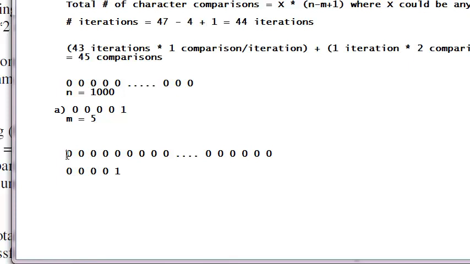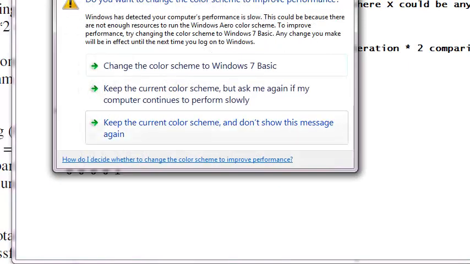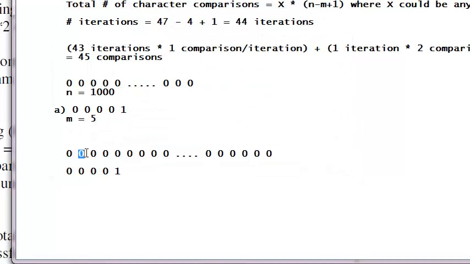So here in this iteration we compare this 0 with this 0, and there's a match, so we then compare this 0 with this 0, there's a match. Then we compare this 0 with this. So we have done 3 comparisons so far. This is the 4th comparison, and this is the final comparison where we compare 0 with 1, and they don't match. So this pattern doesn't exist in this string for this iteration. So how many comparisons did we do in this iteration? We did 5 comparisons, right?